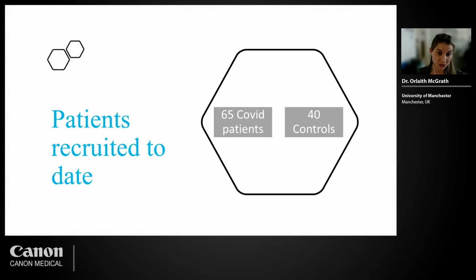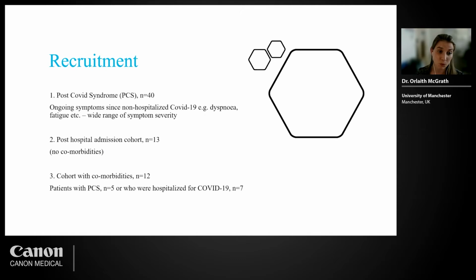So far in our study, we've recruited 65 COVID patients and 40 control patients. So they've had no symptoms of COVID-19, so they haven't had COVID that they know of and no ongoing symptoms. We then broke the COVID cohort into 3 separate cohorts. So the main one we wanted, our primary outcome, was to focus on post-COVID syndrome or long COVID.